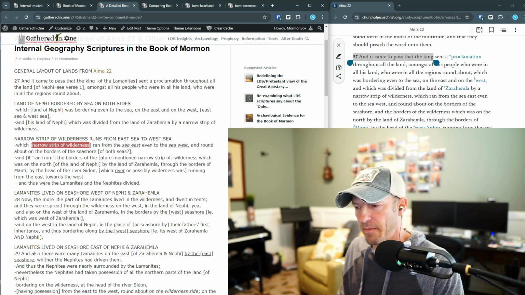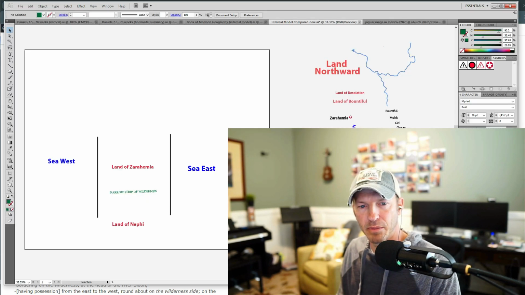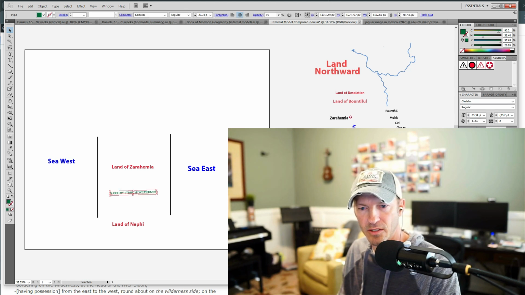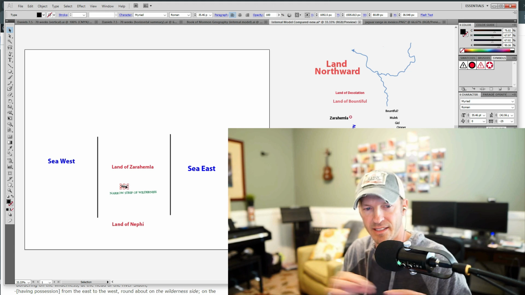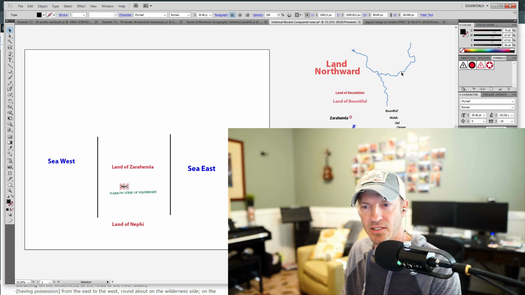So let's go back to our map really quick and put some of those aspects. So we know that a narrow strip of wilderness divides them, but we also know that there's some kind of a Manti that is associated with that narrow strip of wilderness. It doesn't say whether it's on the north or the south of the narrow strip of wilderness, but it's saying it's associated, it's dividing it. It also said that there's a river Sidon of some sort that's associated with that narrow strip of wilderness.